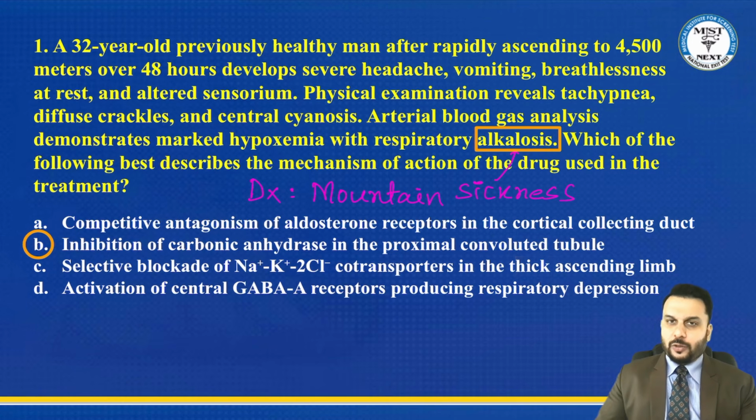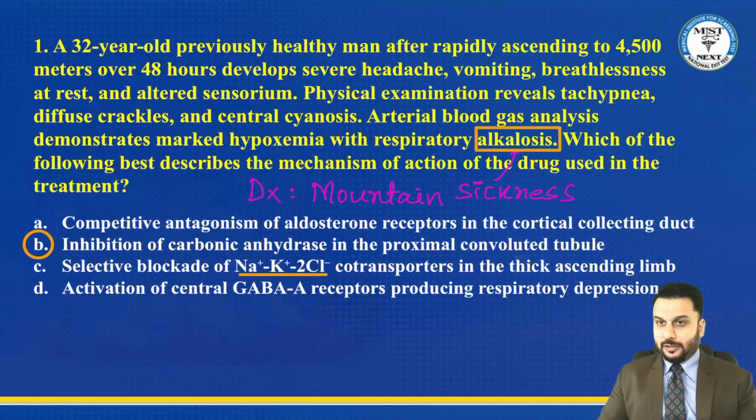Now, if you look at the first option, aldosterone blocker is none other than your spironolactone. This is your loop diuretics. Ascending limb is present in the loop of Henle, so this is your loop diuretics. And GABA A receptor, that's somebody else. They're talking things like barbiturates or benzodiazepines.